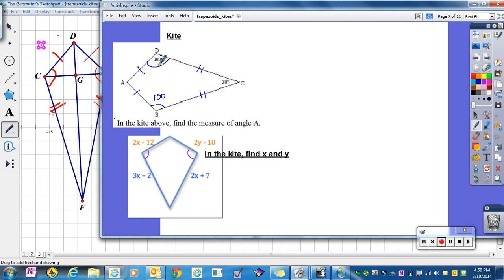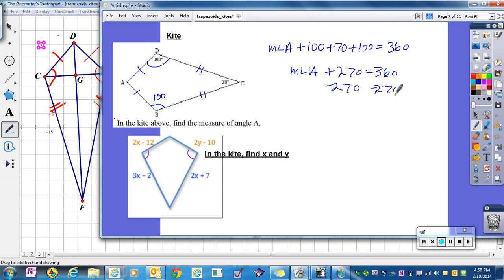And since this is a kite and it's a quadrilateral and there are 4 sides, all 4 angles are going to add up to 360. So I have the measure of angle A plus 100 plus 70 plus 100 equals 360. So the measure of angle A plus 270 equals 360. So I'm going to subtract 270 on both sides. So I get the measure of angle A is equal to 90 degrees.